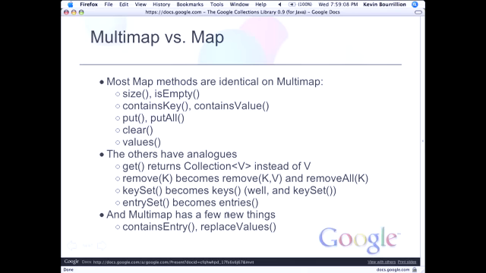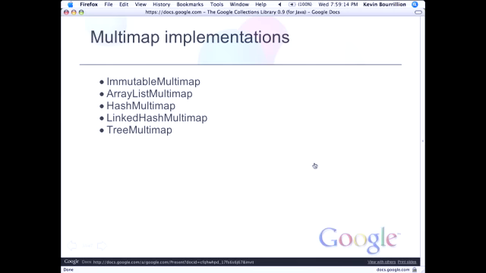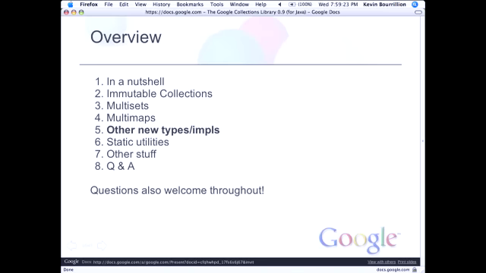I'm going to gloss over that a little bit. And there's a few new things, too. It's very full-featured. And we have 5 implementations so far. Okay, that's it for multimaps. I'm going to start now doing more of a rapid fire over some of the other types because they're a little bit less ubiquitous, a little less popular than the first two, I guess.